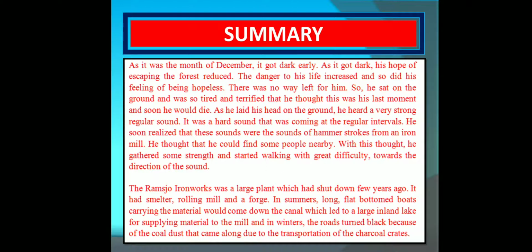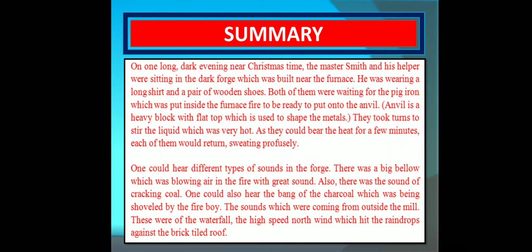It was the Ramsjo Iron Works, where the crofter, that old man, had worked earlier. The Ramsjo Iron Works was a large plant which had shut down a few years ago. It had a smelter, rolling mill, and a forge. In summers, long flat-bottomed boats carrying the material would come down the canal, which led to a large lake, for supplying material to the mill, and in winters the roads turned black because of the coal dust that came along due to the transportation of the charcoal crates.